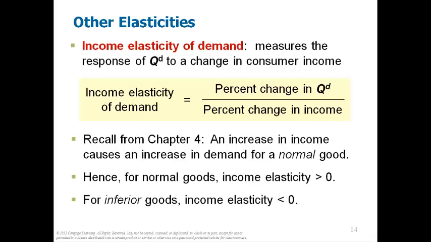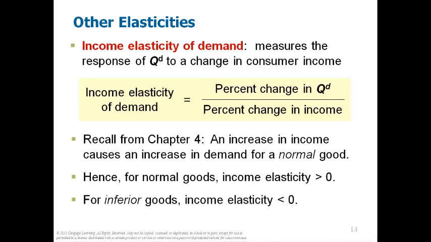So remember, in Chapter 4 we talked about the difference between a normal and an inferior good. For a normal good, if your income goes up, you buy more of it. For an inferior good, if your income goes up, you buy less of it. So this is just a slightly more precise and technical way of telling whether a good is a normal good or an inferior good. For a normal good, income elasticity is greater than 0. So it's positive. So if the income goes up, the quantity of the good that people buy goes up. Or if their income goes down, the quantity they buy goes down. They move in the same direction.